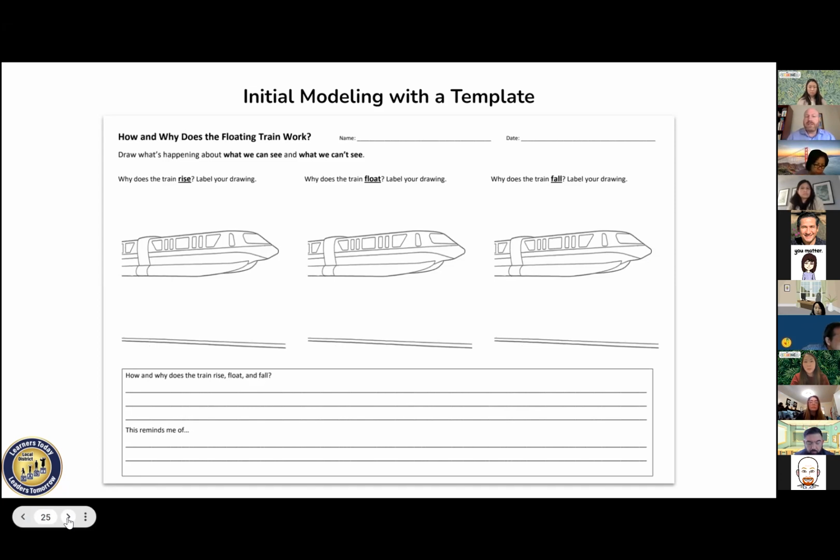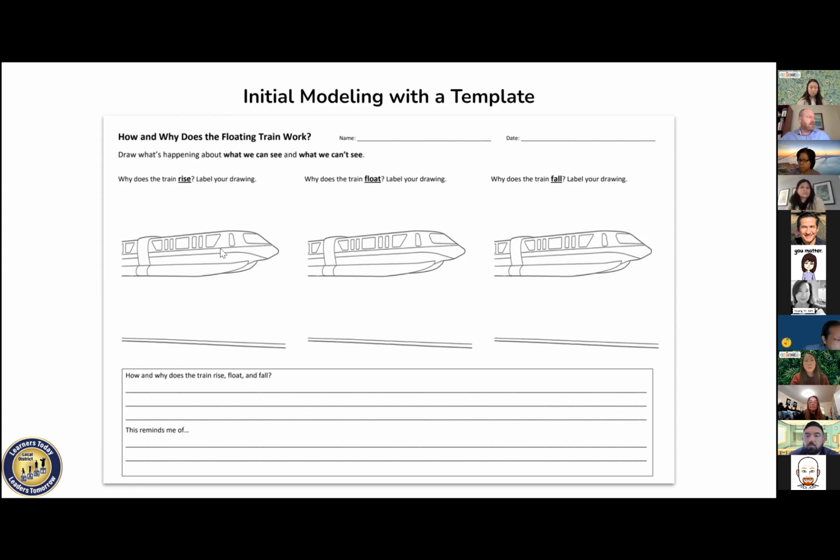So here on the screen, what you see is a template. This is a modeling template, where students are going to model their ideas about what's happening here. One thing that we like to do with modeling is, if the phenomenon lends itself this way, have a before and a during and an after. Here the question is, draw what's happening, what can we see, and what can't we see.